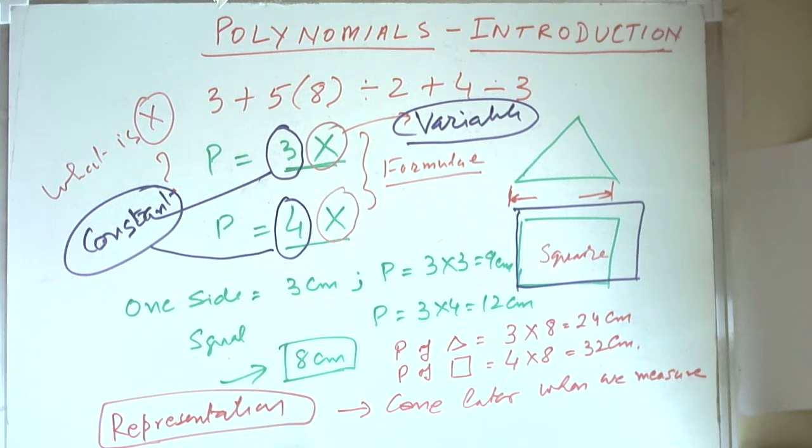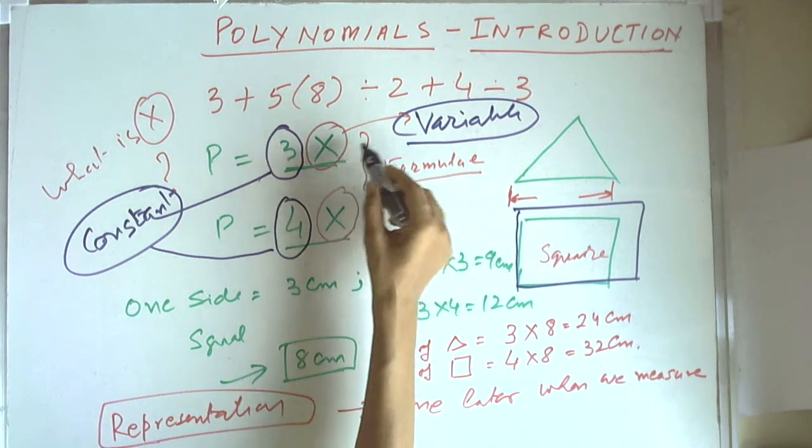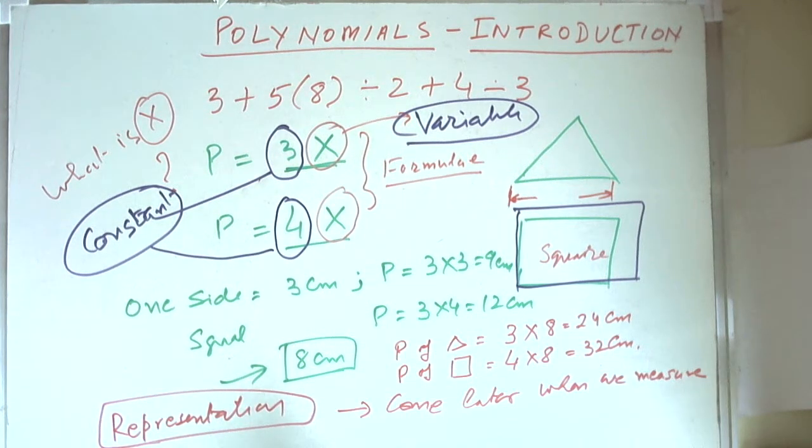So variable and constant. A variable is something the value of which will be defined later after doing the measurement, and depending upon how much it comes, the value will be different. It can be 1 centimeter, it could be 2 centimeter if it is a very small square or triangle, and if it is a large triangle or square, then it could be even like 1 meter, 2 meter, 3 meter, like that. So x is the variable and 3 is the constant.